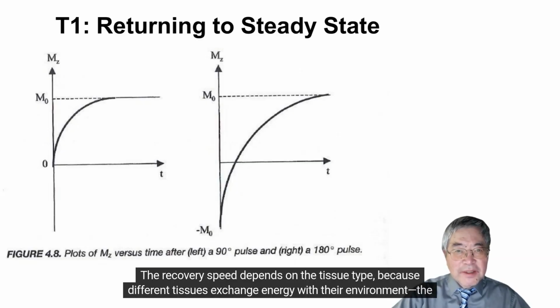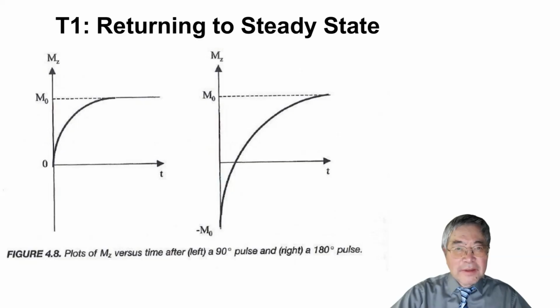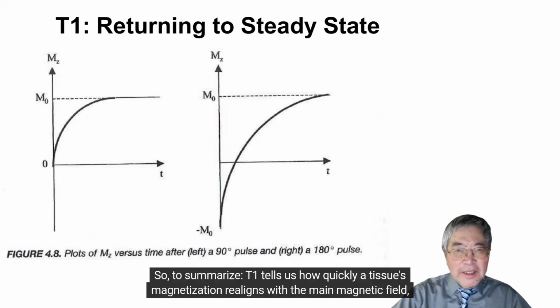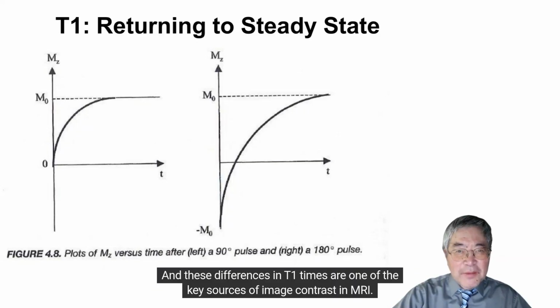The recovery speed depends on the tissue type because different tissues exchange energy with their environment, the so-called spin-lattice interaction, at different rates. So, to summarize, T1 tells us how quickly a tissue's magnetization realigns with the main magnetic field B0, and these differences in T1 times are one of the key sources of image contrast in MRI.